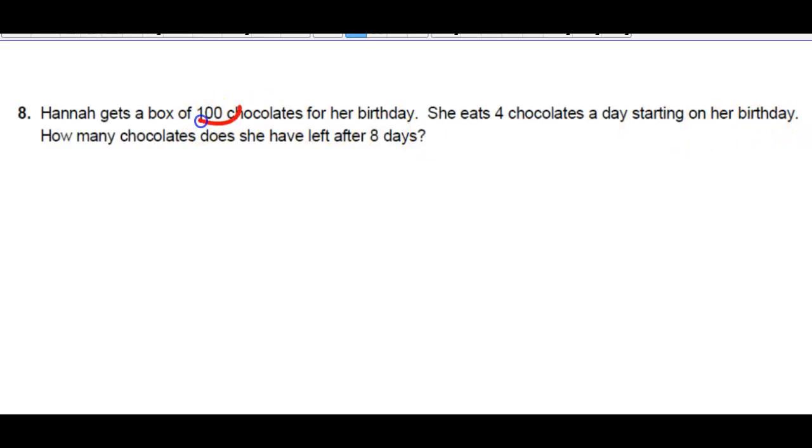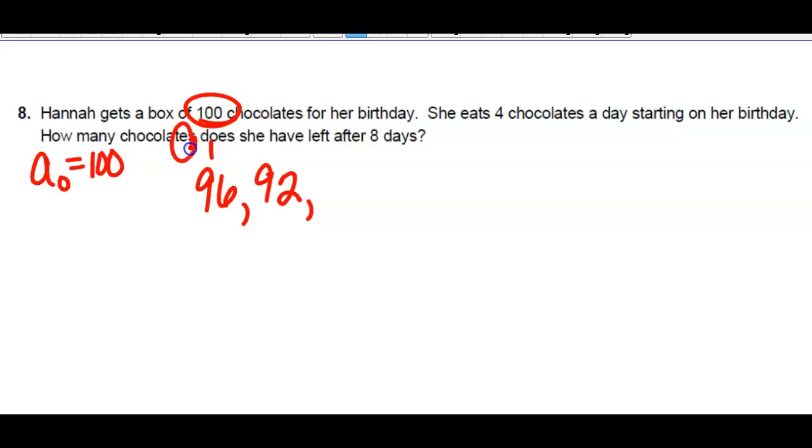So while it originally had 100, by the end of the first day, she was down to 96. So the first day ended with 96 left in the box. The second day would end with 92 left in the box. Okay, so this term 100 is what we call a zero term. It's like the initial amount was 100, but after 1 day, she was down to 96. After 2 days, she was down to 92.